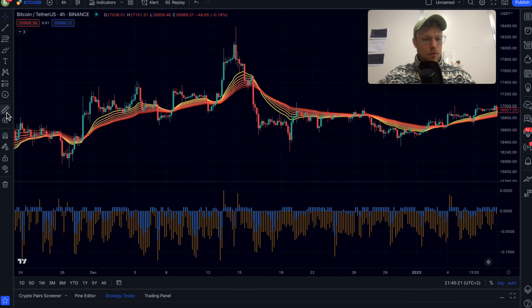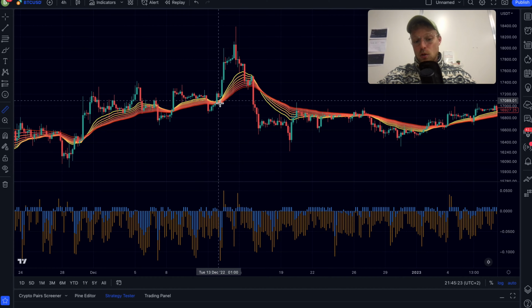Break above the EMA ribbon right here. That is a very beautiful one. Do we have negative funding? Yes, we have negative funding. Awesome.